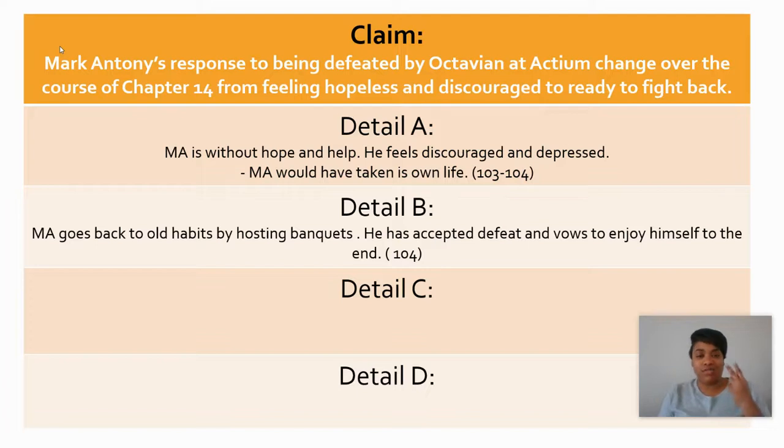So far, scholars, we have two details. One, we see Mark Antony without hope, feeling hopeless. He has no help. He's discouraged and depressed. We see that they say that Mark Antony would have taken his own life. Now we see a change in his behavior. He is back to hosting these banquets. He has vowed to have fun and enjoy himself until the end. So these are two ways so far that Mark Antony's response to defeat has changed.